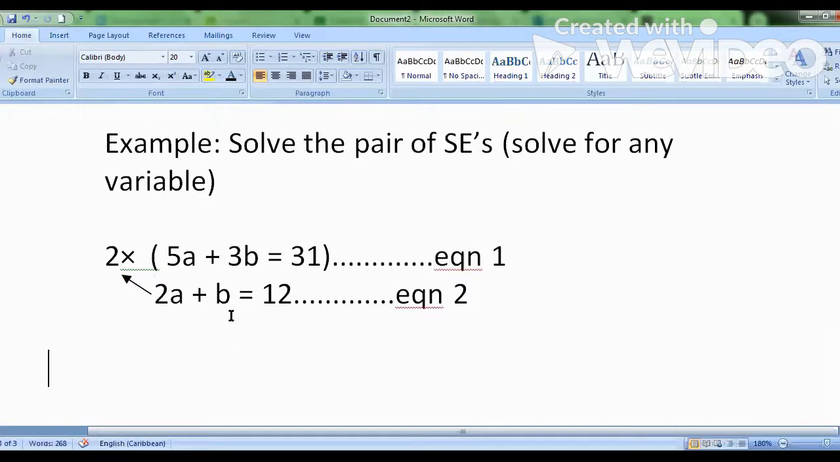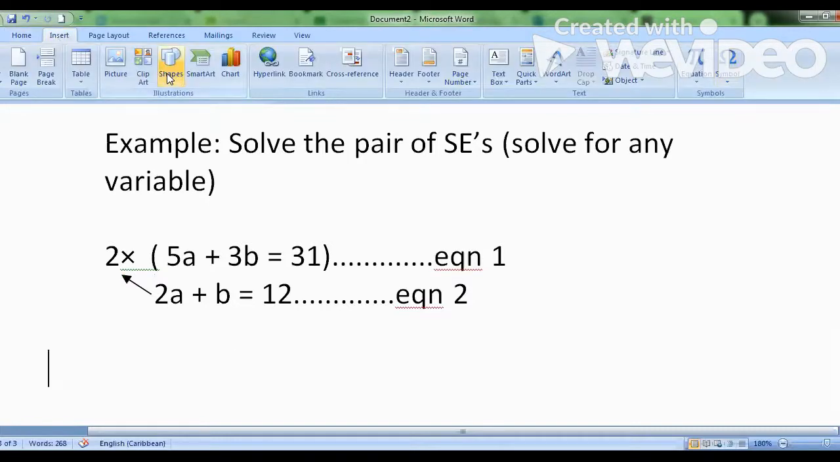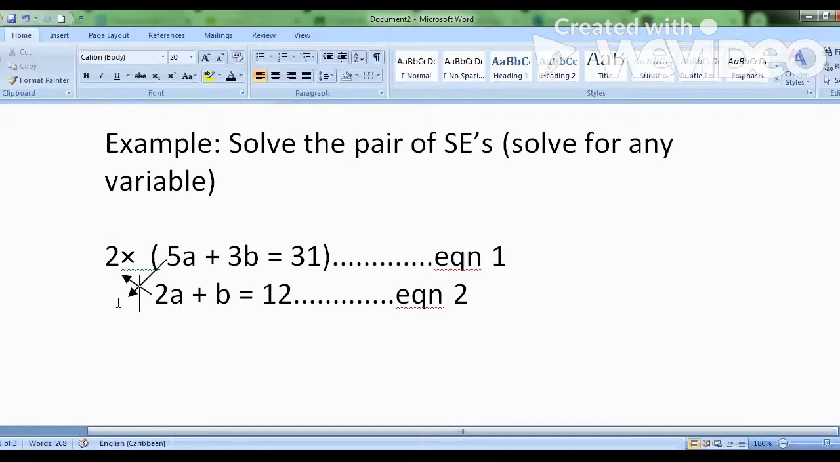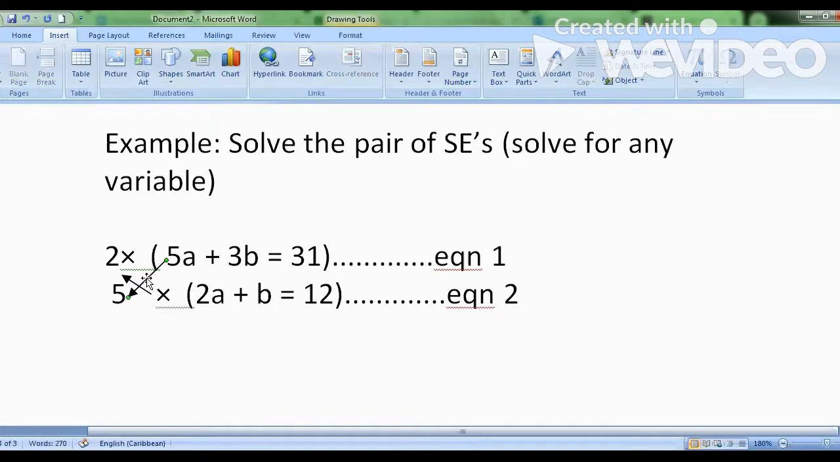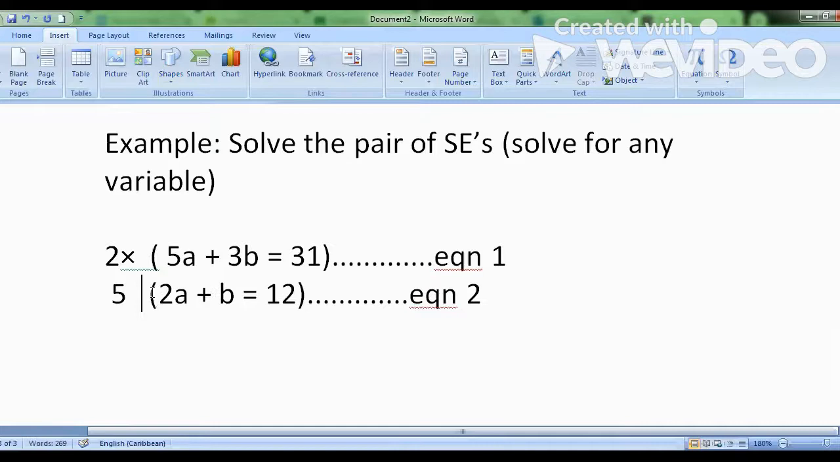And then I'm going to do the same thing with the 5, not true? I'm going to multiply the bottom one by 5, the whole thing. I'm going to get rid of those arrows because they're very dangerous.